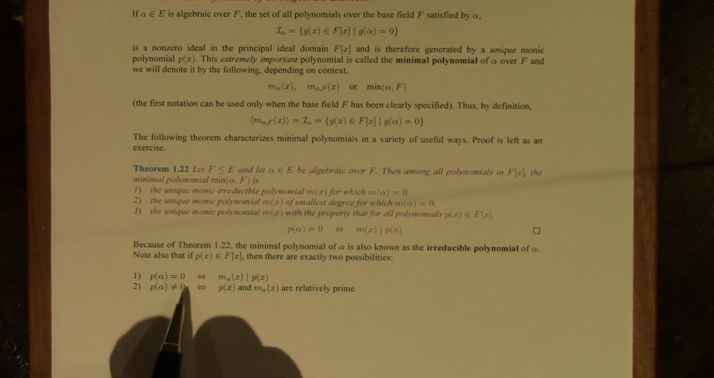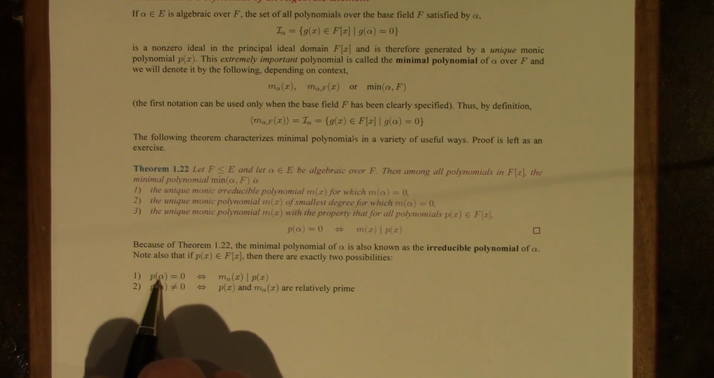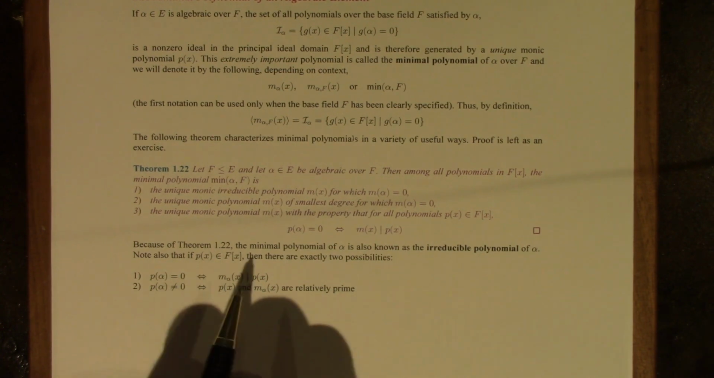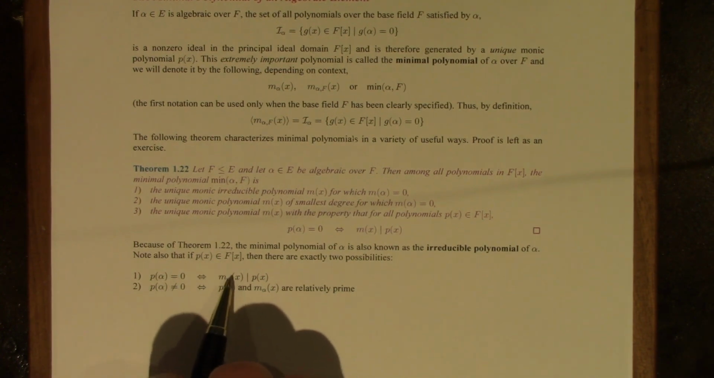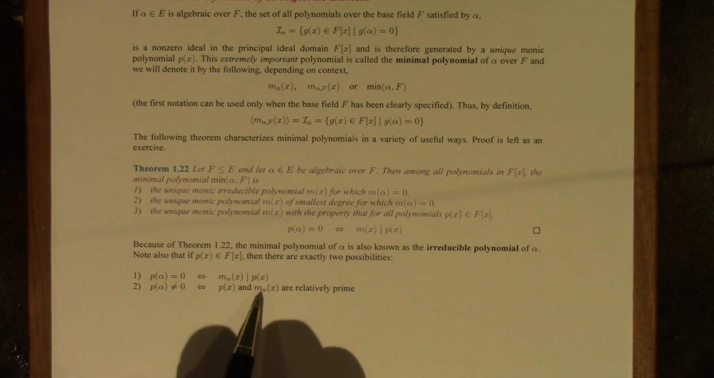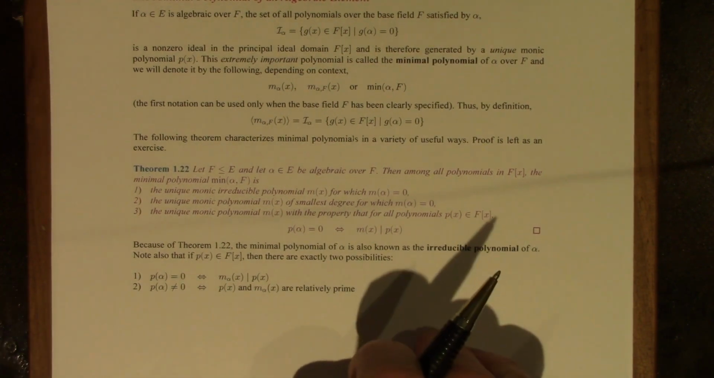There are exactly two possibilities for an arbitrary polynomial. It either is satisfied by alpha or it's not, or put differently, it's either a multiple of the minimal polynomial or it is relatively prime to the minimal polynomial. Because if it's not a multiple, since the minimal polynomial is irreducible, the two have to be relatively prime, with no common factors.